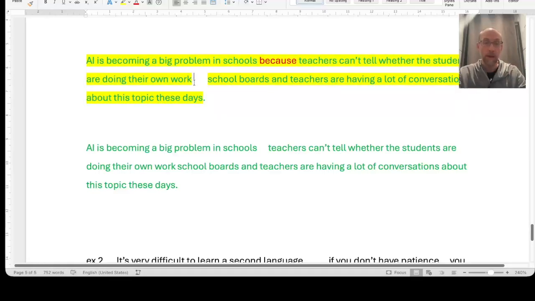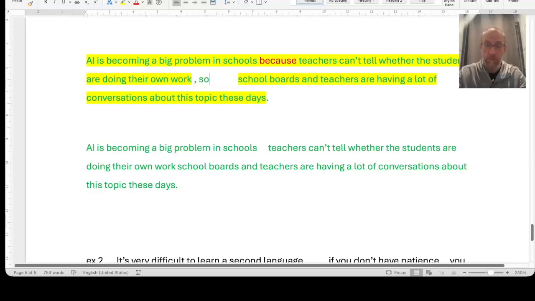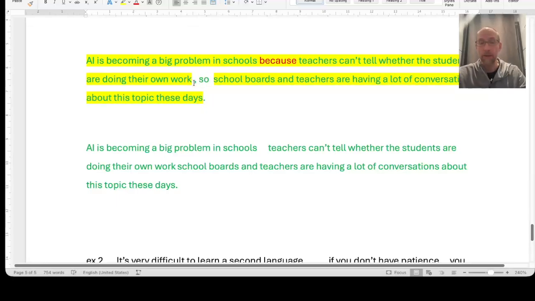Well, we have three ways. We could go comma fanboys, comma so. That's a natural way to do it. AI is becoming a big problem in schools because teachers can't tell whether students are doing their own work, comma, so, school boards and teachers are having a lot of conversations about this topic these days, period. Okay, I think that makes a lot of sense.